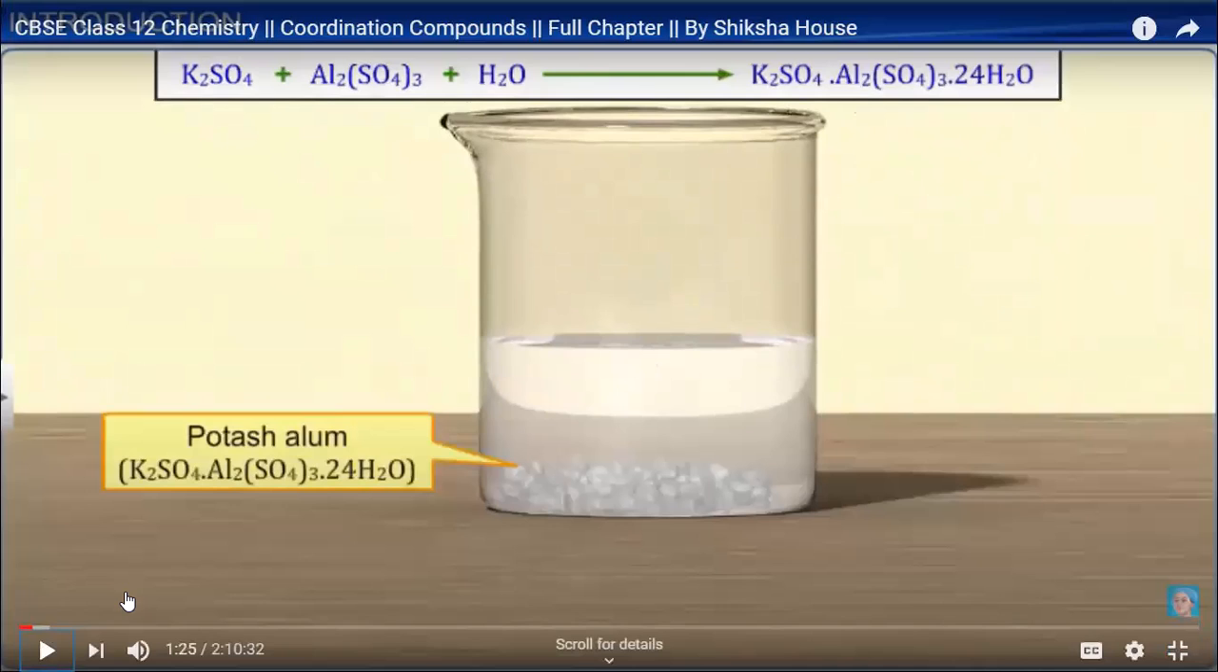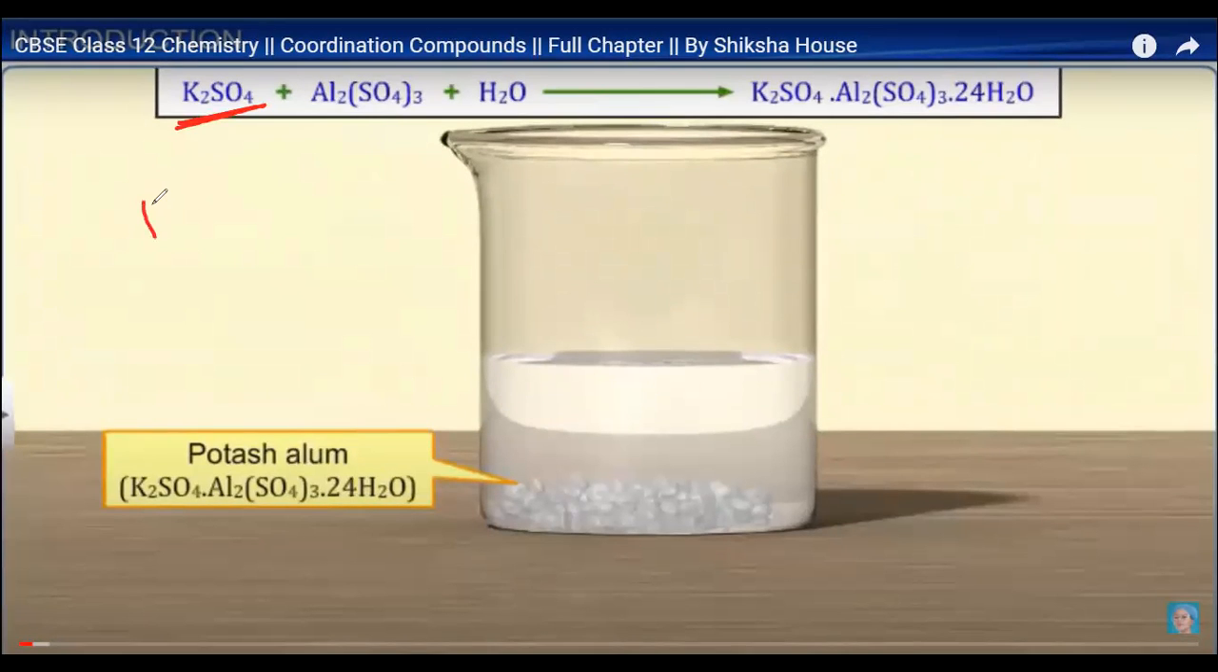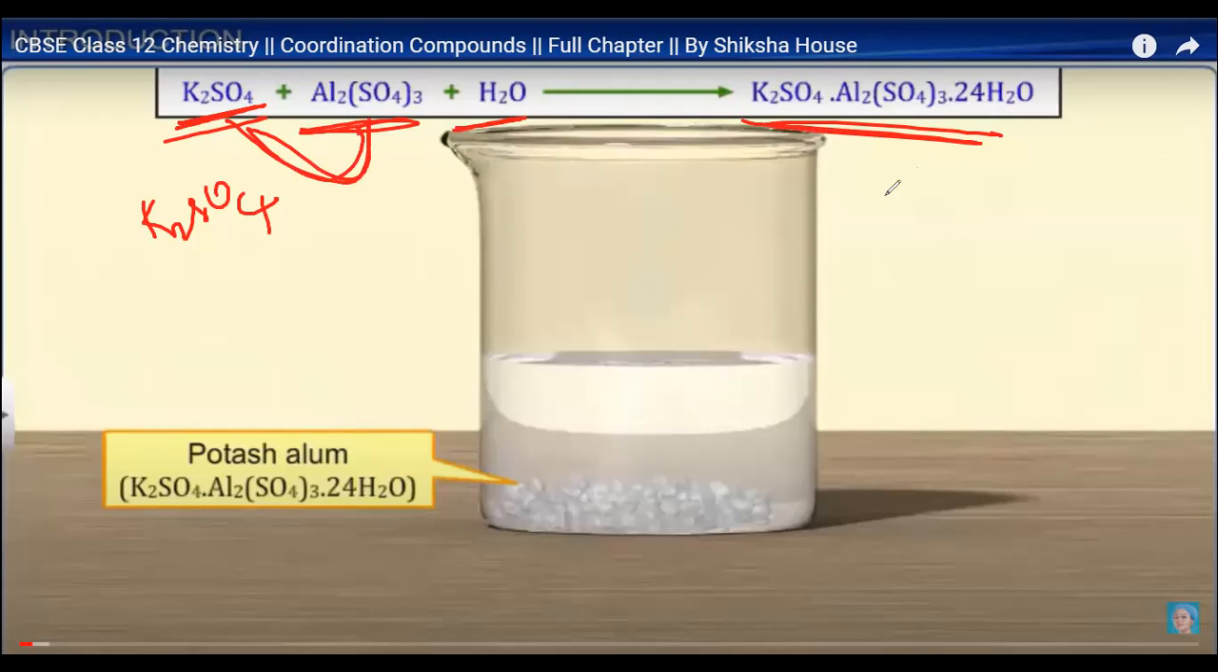Similarly, see here. What we are adding here is K2SO4. We are taking K2SO4 and aluminum sulfate. When we take two salts and dissolve them in water, we get a product which is called potash alum.